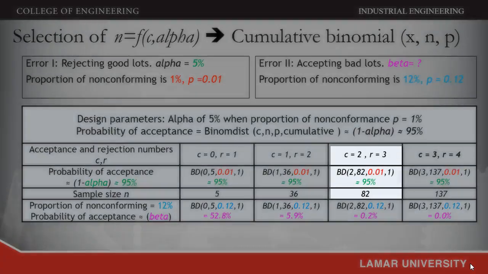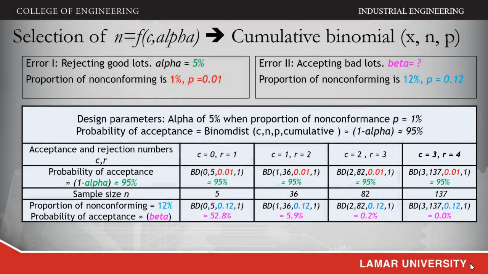And I can continue trying. For c equals 2, the number of trials would be 82. For c equals 3, the number of trials I need would be 137. And this would be how big the samples would have to be, right? Of course, there is a big difference from sampling 5 specimens to sampling 137 in terms of time and cost. So here you can perceive the trade-off.